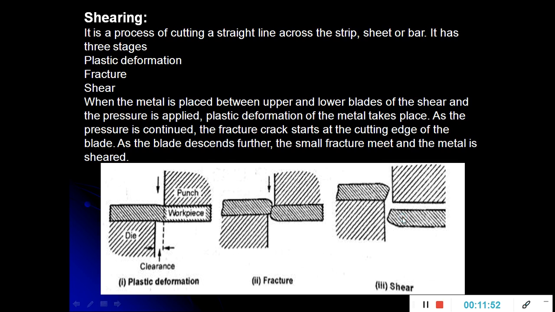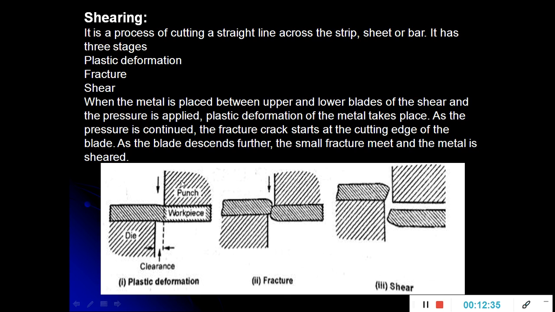Coming to the shearing operation. Shearing operation is nothing but cutting the sheet metal in a straight line. Shearing can be accomplished in 3 stages. One is plastic deformation, second is fracture, third is shear. Initially it consists of a punch and die. In between, the workpiece is placed, and the sheet metal is gripped with the help of clamping on the die, and the punch applies pressure on the workpiece. Some clearance is maintained between the punch and die, and in this clearance only the shearing takes place.